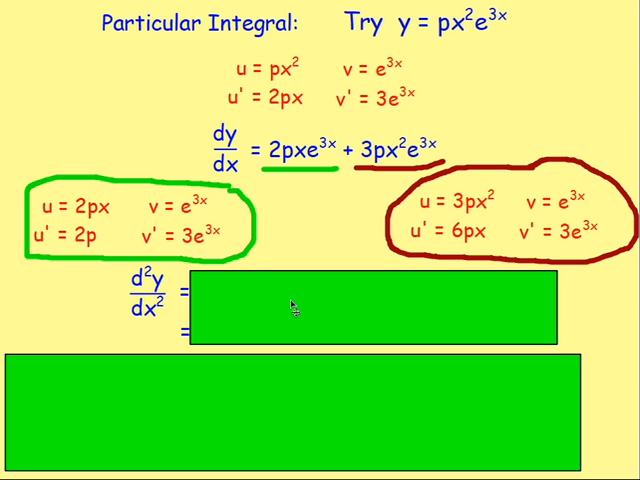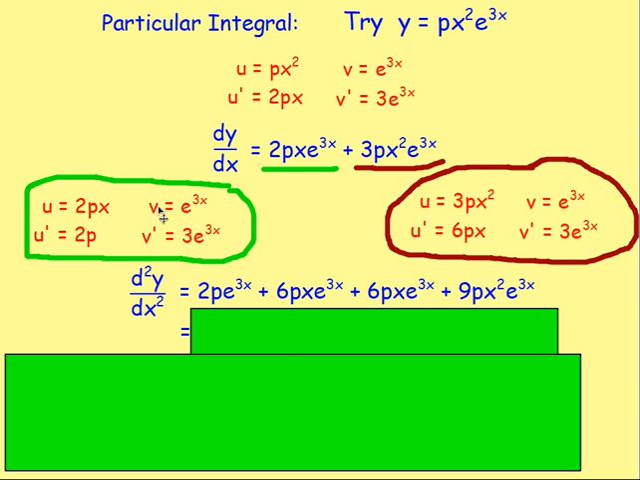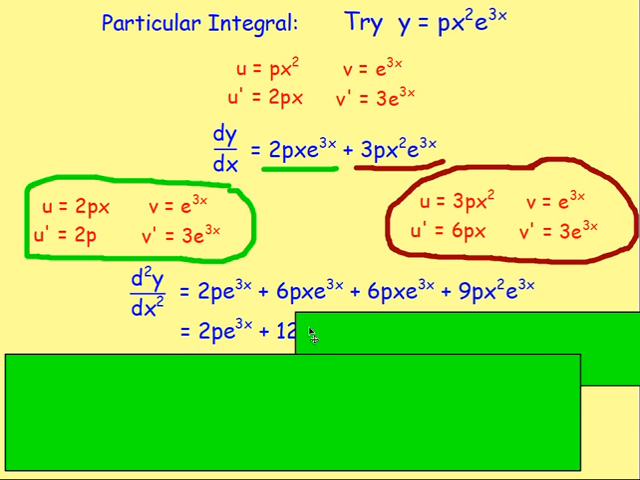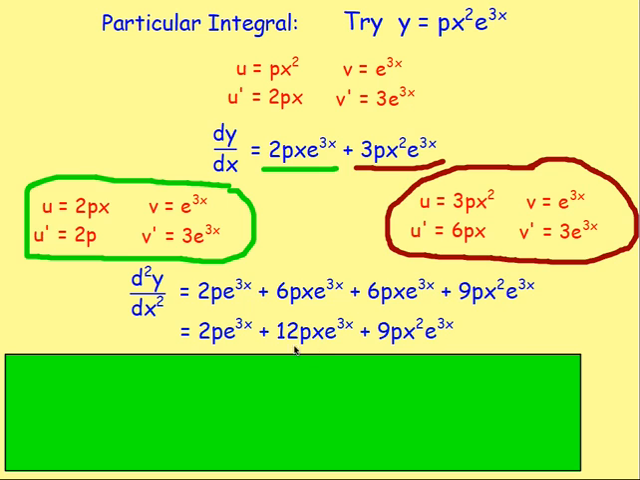Therefore, d2y by dx squared, well, you've got u dash v plus uv dash over here, giving you these first two terms, plus u dash v plus uv dash, giving you these next two terms. You'll notice that you've got a 6px e to the power of 3x twice, so if you add them together, you'd have a 12px e to the power of 3x just in the middle there.